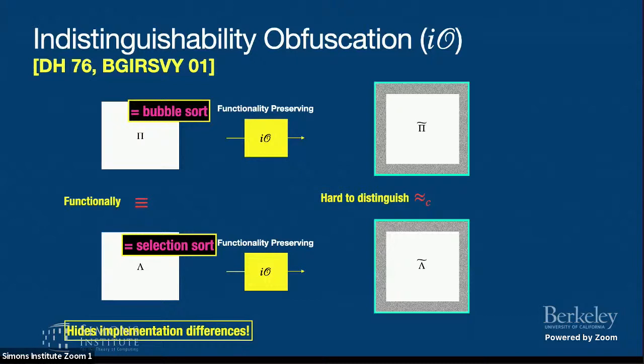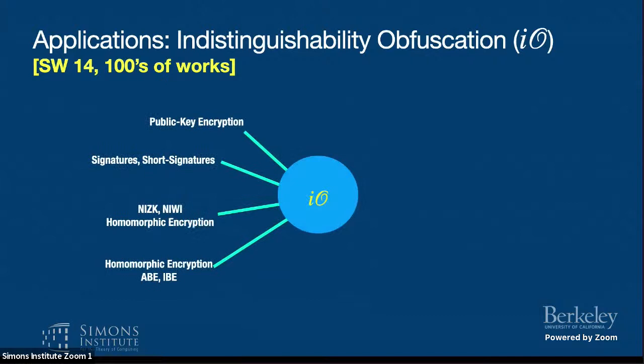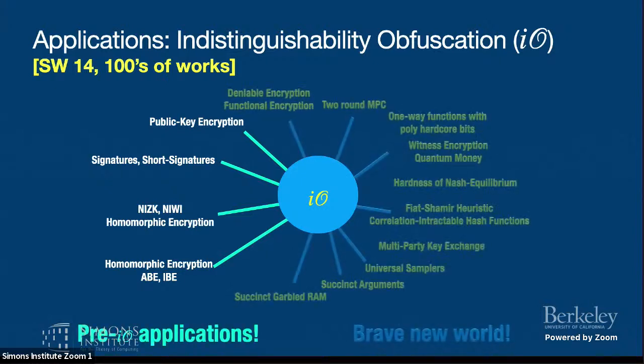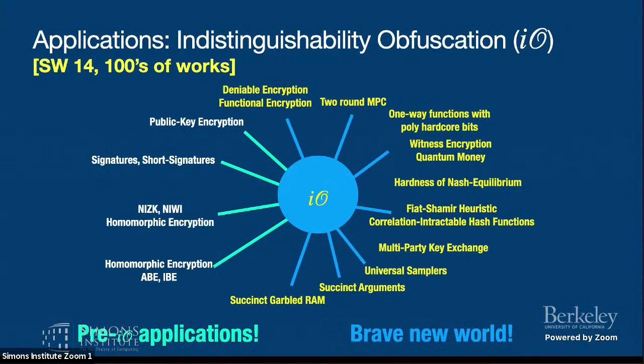And indeed, even from an application standpoint, we have seen, by no exaggeration, hundreds of results since the first work in 2014. Today, we know that almost all known cryptographic primitives can be constructed using IO, additionally assuming some other standard crypto. So not only classical primitives, which we knew how to build otherwise, you can build some unimaginable, super powerful primitives, which people did not even consider before IO came.